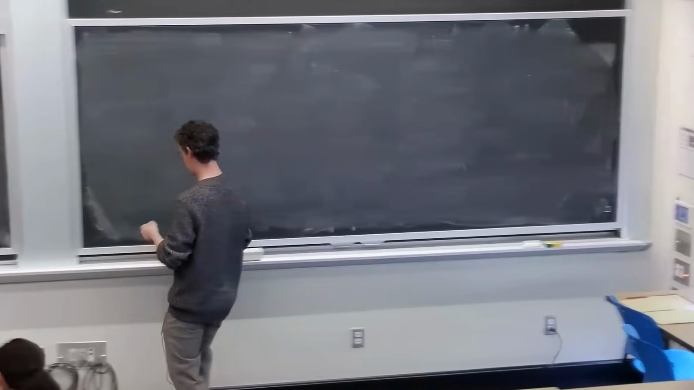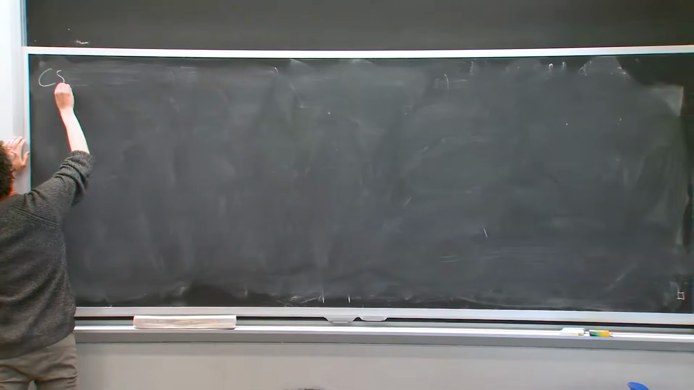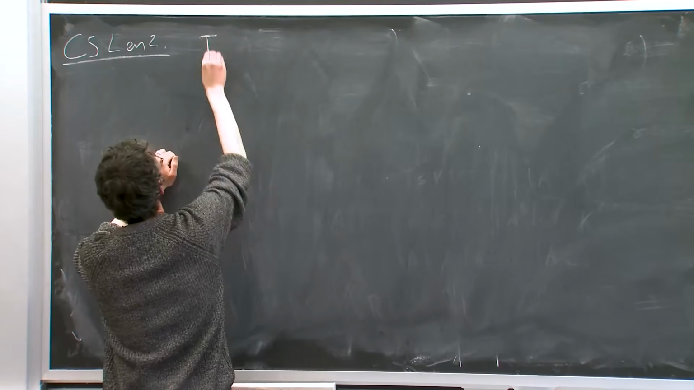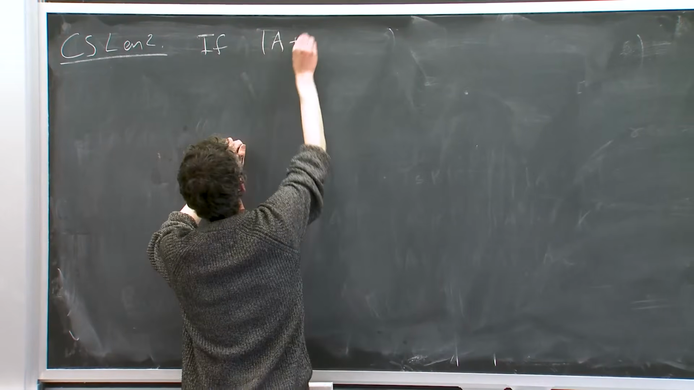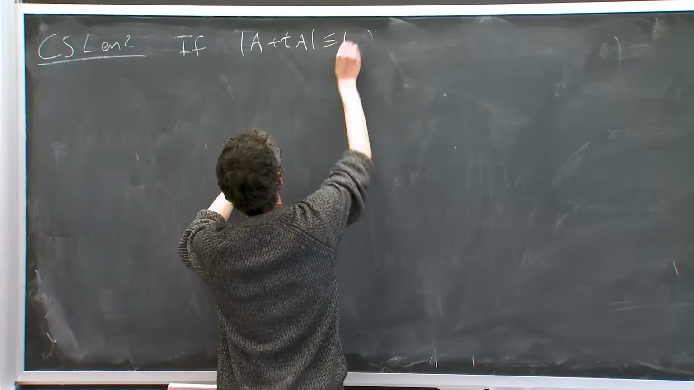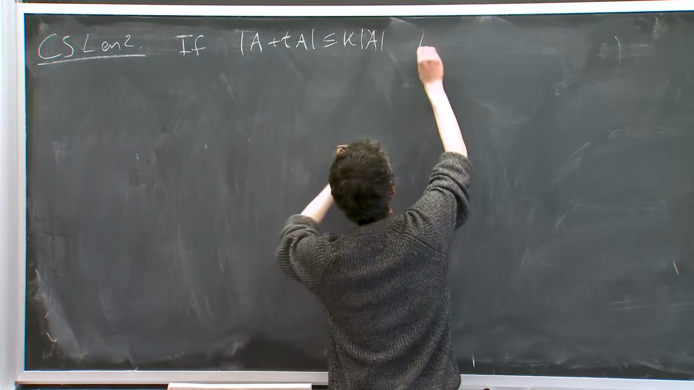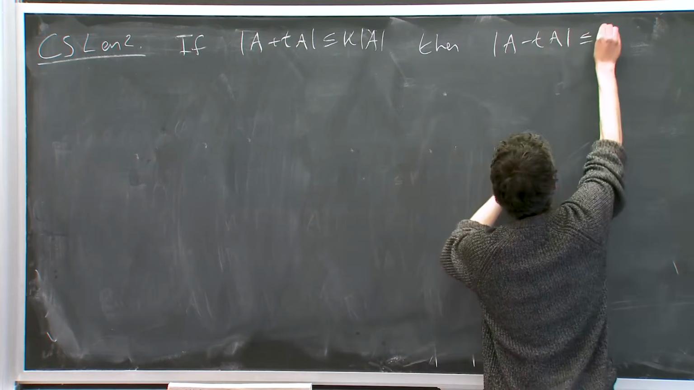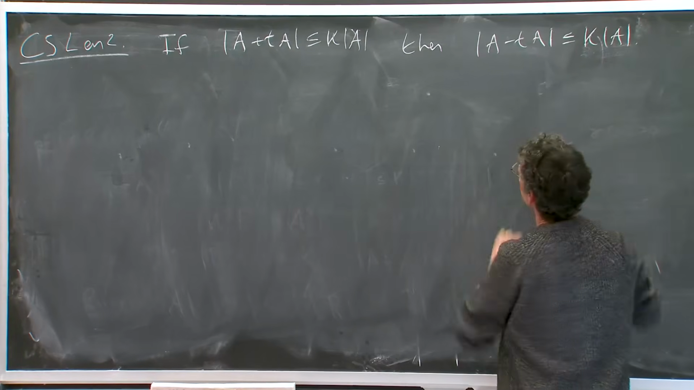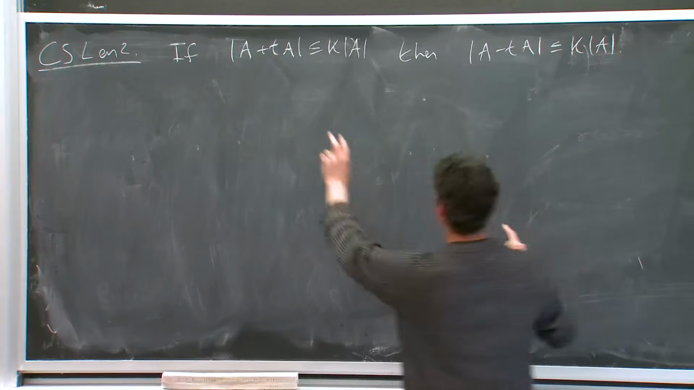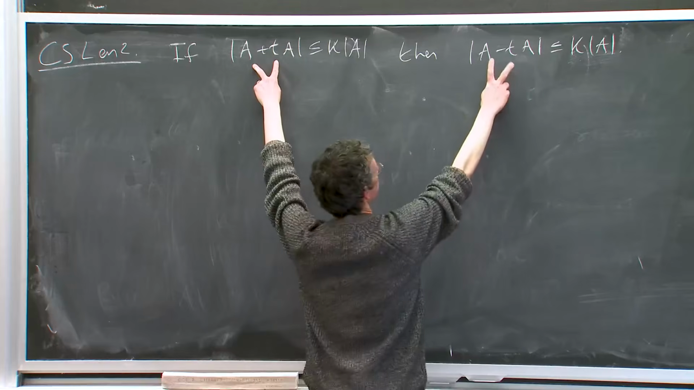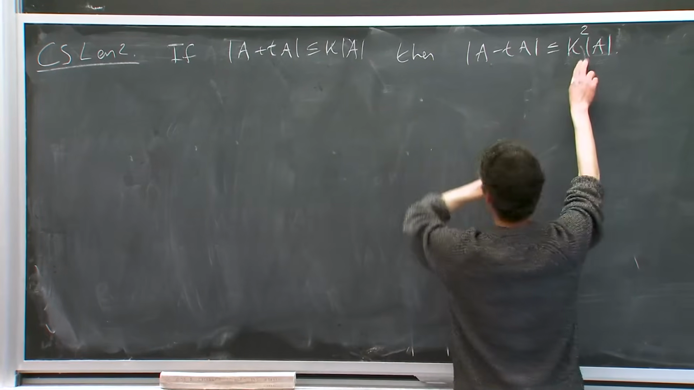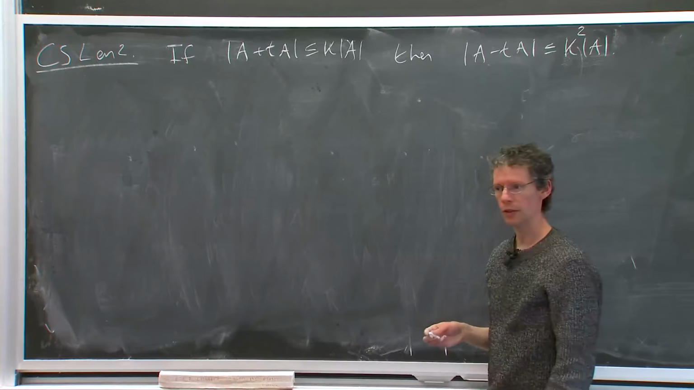All right. Contagious structure lemma 2. You can replace T by minus T. So if A plus TA is less than or equal to KA, then A minus TA is less than or equal to KA. We saw this last time: if a sum set is small, then the difference set should also be pretty small, and vice versa.